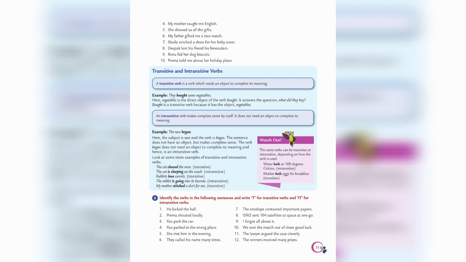Look at some more examples of transitive and intransitive verbs. The cat chased the mice. Transitive. The cat is sleeping on the couch. Intransitive. Rabbits love carrots. Transitive. The rabbit is going into its burrow. Intransitive. My mother stitched a skirt for me.